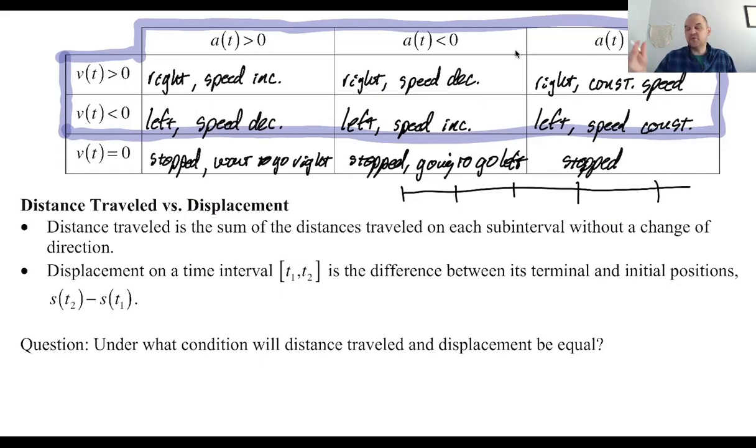You're traveling distance. But when you get home and you put your car back in the garage, your displacement is 0. Your distance traveled is huge.